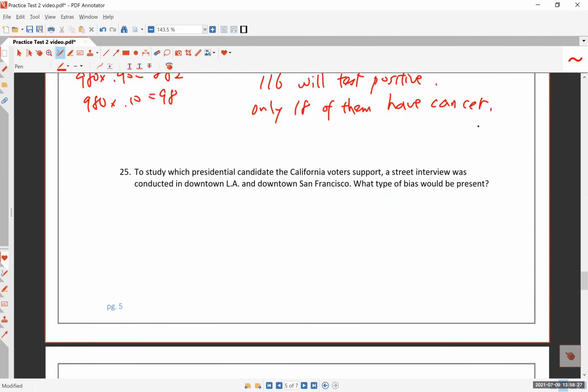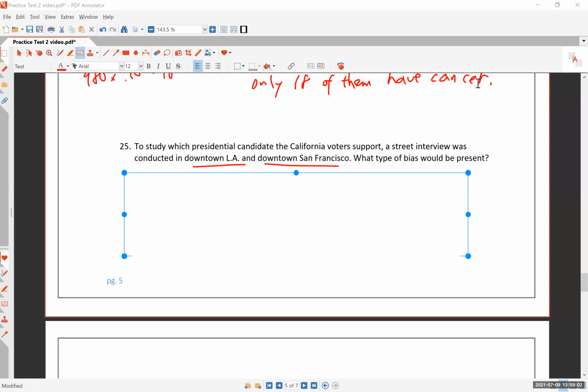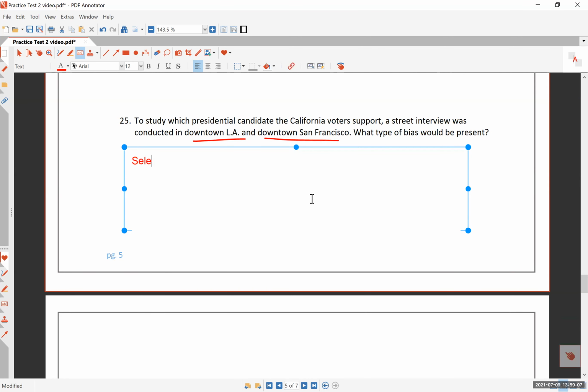Number 25, to study which presidential candidate the California voters support, a street interview was conducted in downtown LA and downtown San Francisco, because that's where you find a lot of people. What type of bias is present? That's pretty obvious. You may want to say something like selection bias. The sample consists entirely of people in large cities, in fact, 2 large cities.